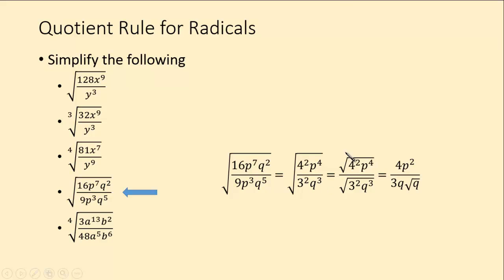And then we apply the square root to the numerator and the denominator separately. And so the square root of 4 squared is 4, the square root of p to the 4th is p squared. Notice 4 divided by 2 is 2, 2 divided by 2 is 1. And here, 2 divided by 2 is 1, we're left with 3, 3 divided by 2 is 1, remainder 1. And this is pretty much it. You could write this as 4p squared over 3q times 1 over the square root of q. But I think this looks good as it is here.